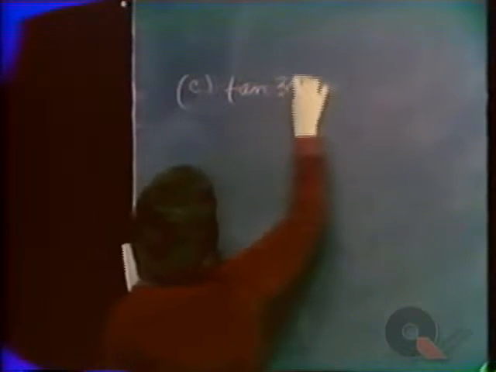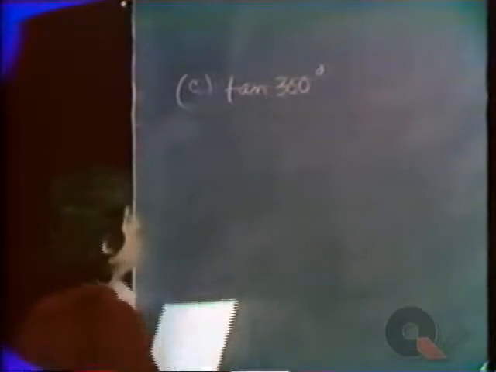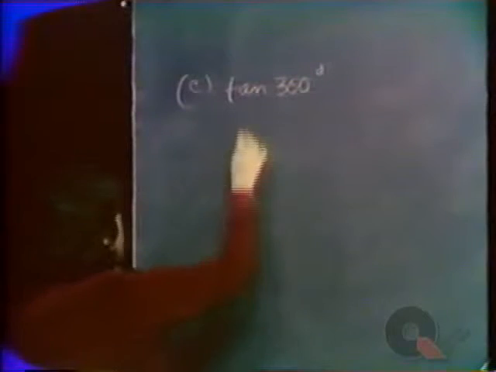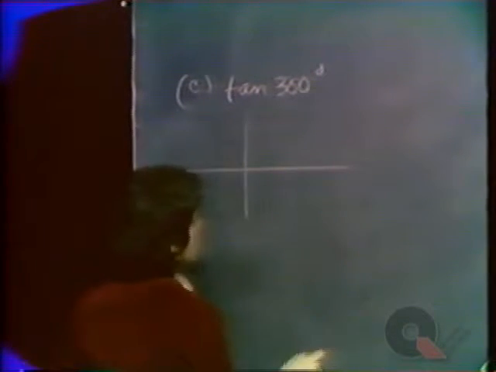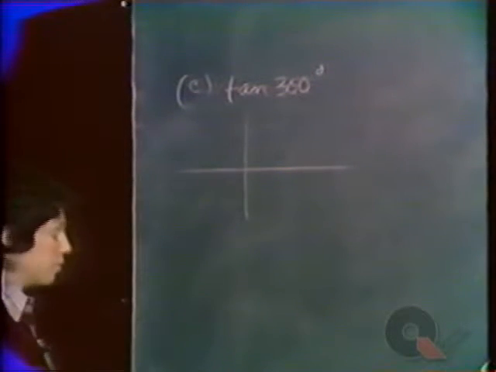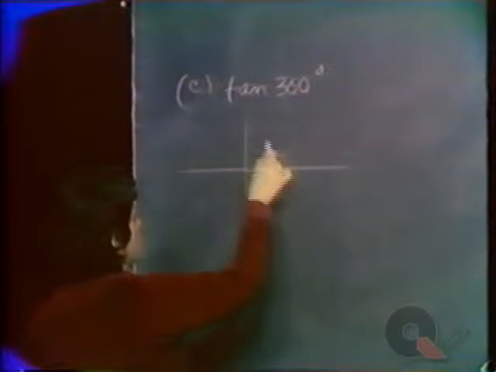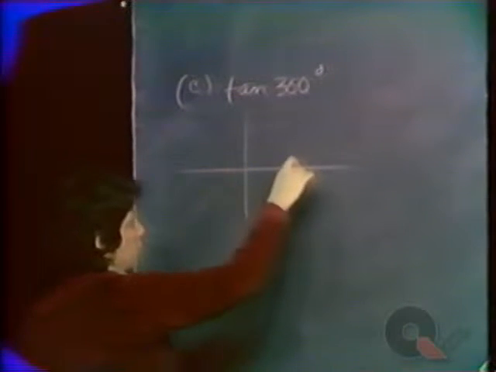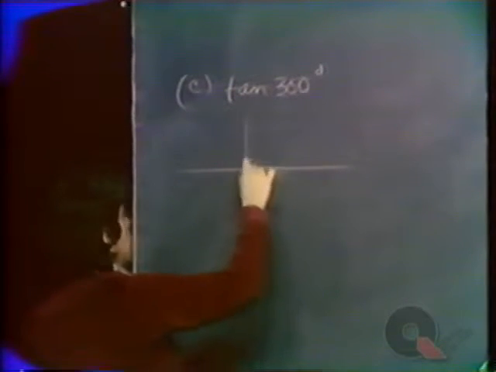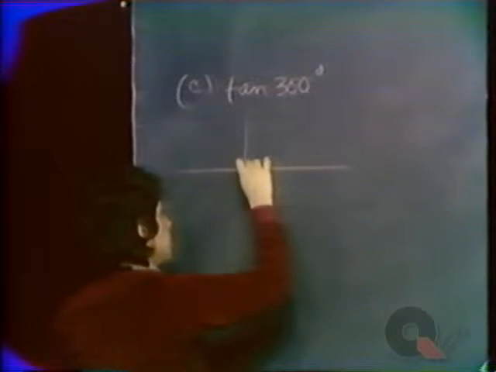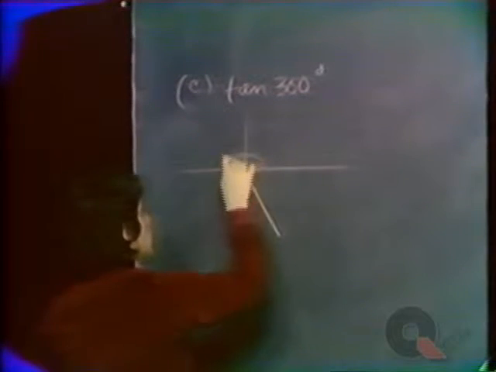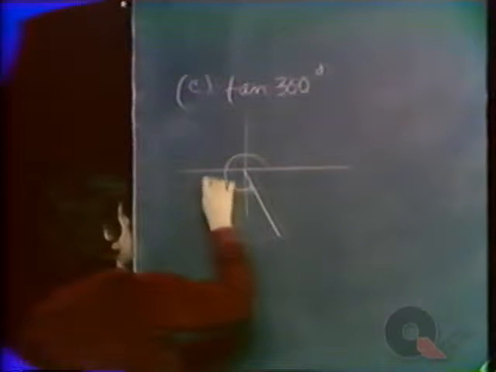In part C, we want to work out the tangent of 300 degrees. It's already given to us in degree measure, and 300 degrees is going to be in the fourth quadrant. 90, 180, 270, this would be 360. 300 degrees is something around here, the angle like so.